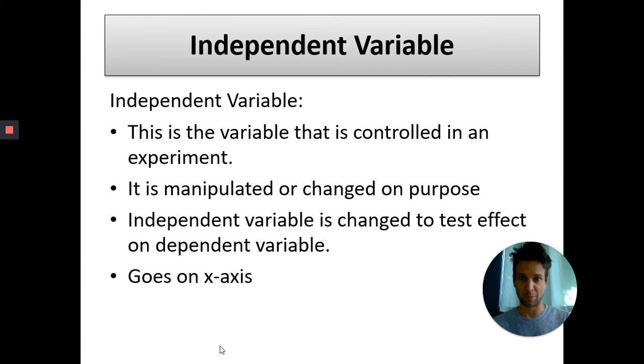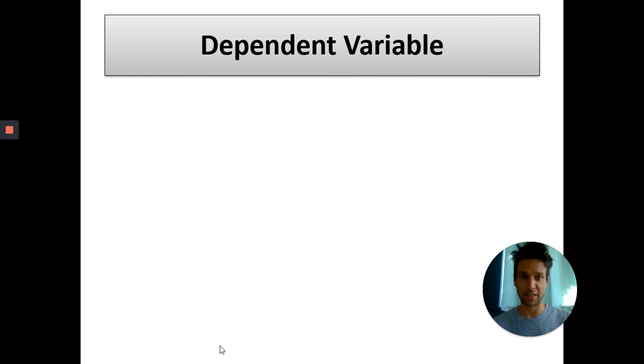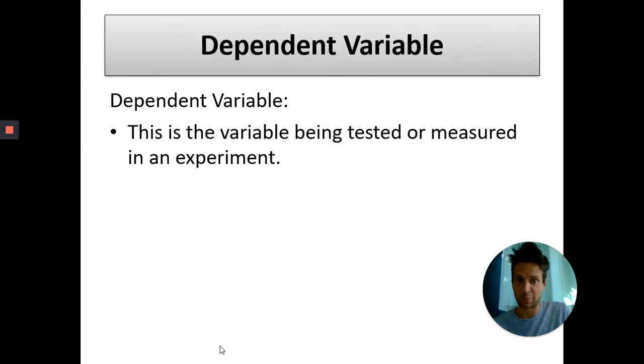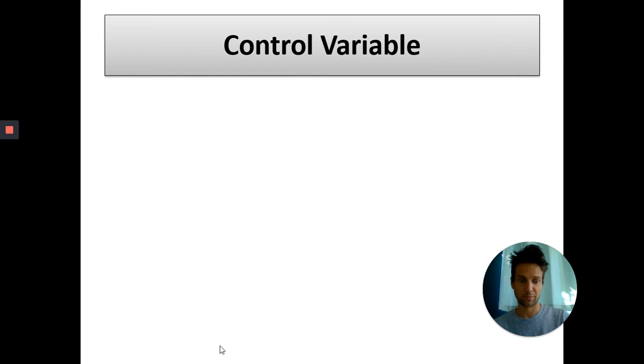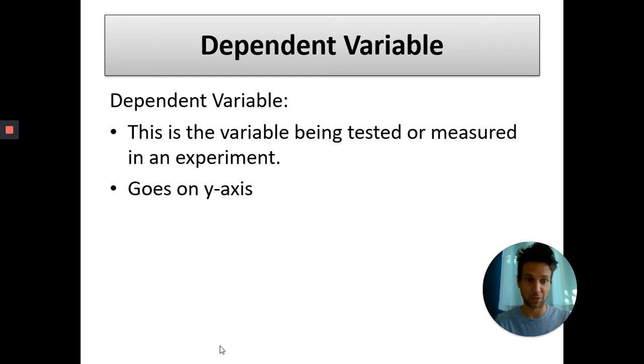The dependent variable, so pause, write this down, by the way. Okay, these are your notes. And then let's talk about the dependent variable. The dependent variable, this is the variable that's being tested or measured in an experiment. Okay, the one that's being tested or measured. It goes on your y-axis, and that's all that it is for dependent variable. So pause and write this down. Okay.